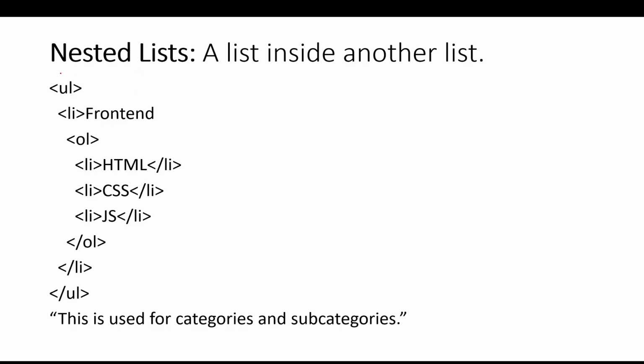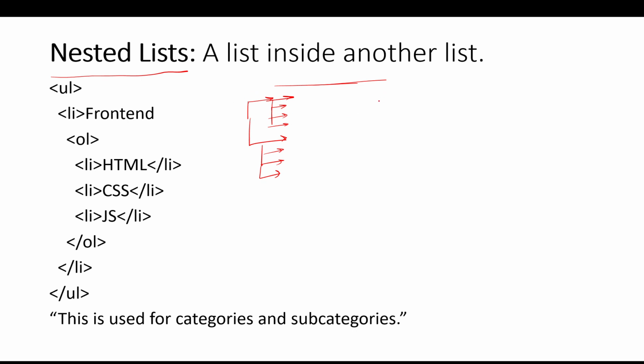And a nested list means a list inside another list, and this is used for categories and subcategories. So we may have a category and again it is having a subcategory, and we are having a category and again we are having a subcategory. If the things are like this, then we need to use the nested list.